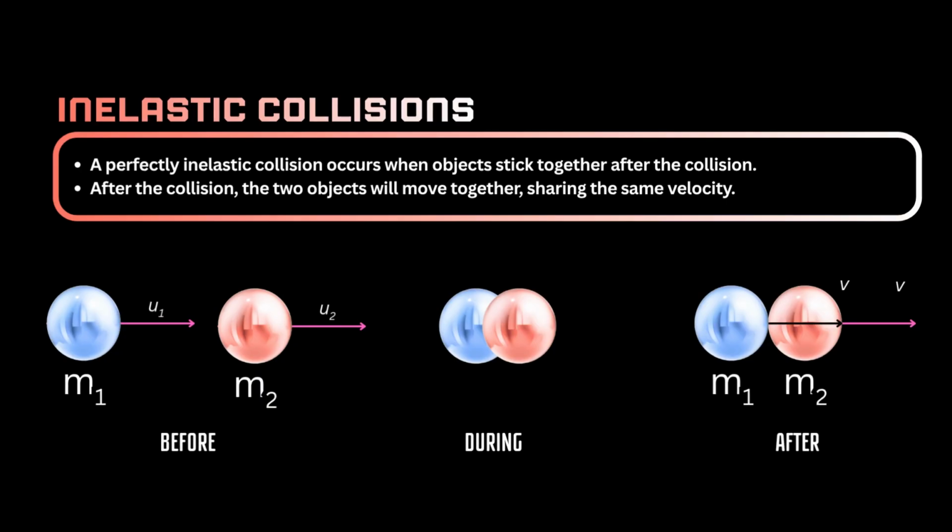When discussing perfectly inelastic collisions, it's essential to understand that these are collisions where the objects involved stick together after impact. This scenario results in the two objects moving as a single entity with a shared velocity. What's crucial here is that while momentum is conserved, kinetic energy is not. This energy loss is typically converted into other forms such as thermal or sound. Momentum is conserved and not kinetic energy.